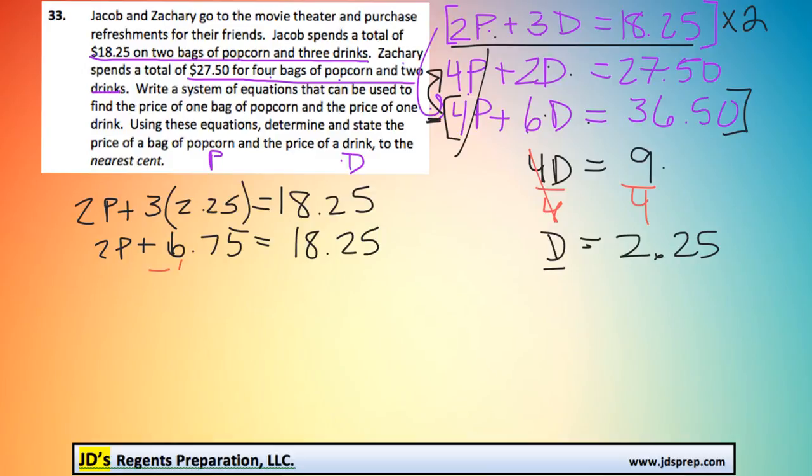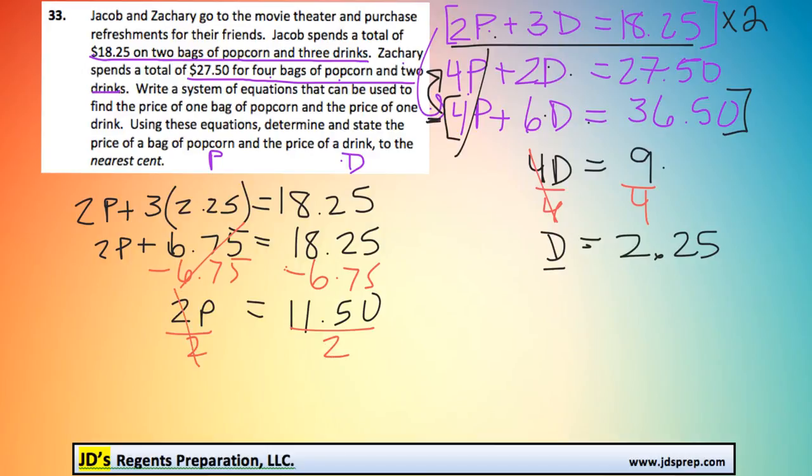Then we can subtract $6.75 from both sides. Canceling those out, we get 2P equals $11.50. And finally, we'll divide both sides by 2, and we get that the price of a bag of popcorn is $5.75.